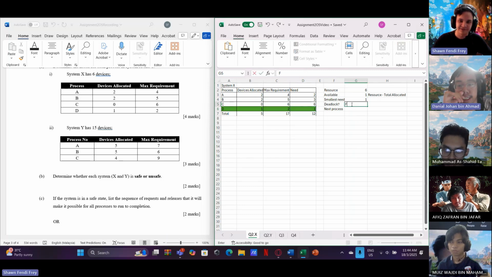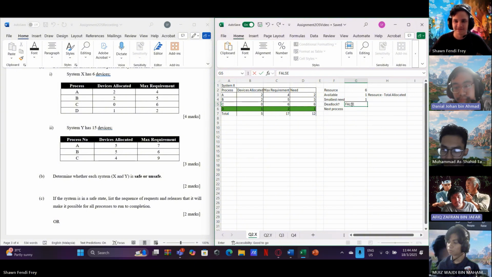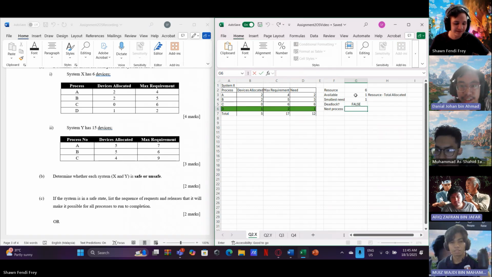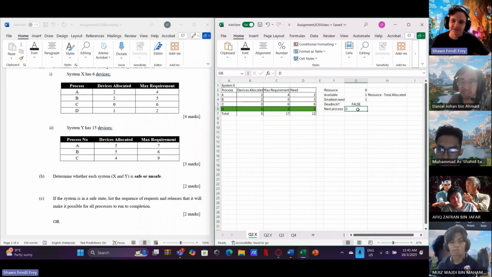Does a deadlock occur? No, it's false, because the smallest need is not more than available, so it can run.